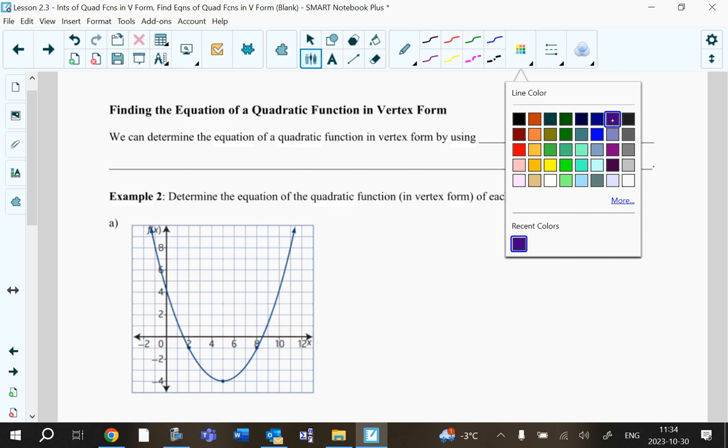Somebody tell me how to write the equation in vertex form.